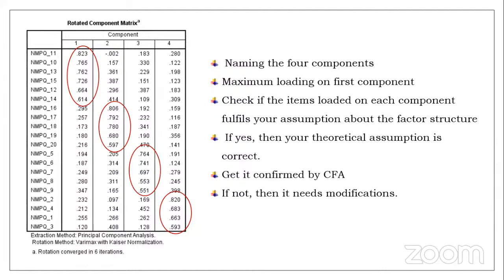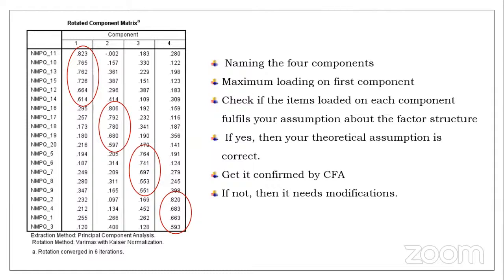Second, the maximum loading is always on the first component. We actually saw that the first component is explaining 19 point some percentage of the total variance. All right, so the maximum loading is always on the first component that has been extracted.